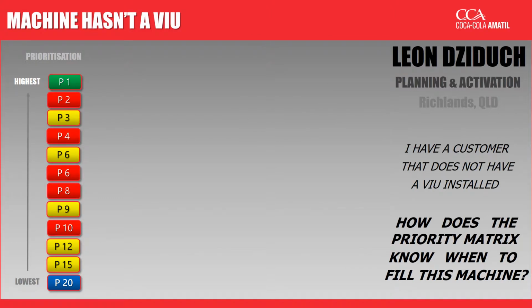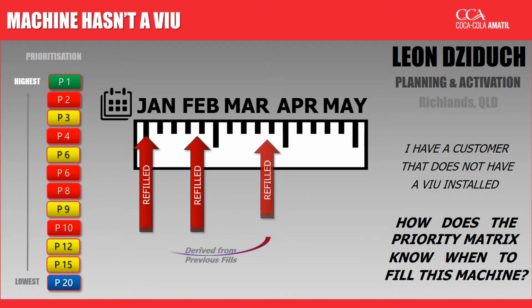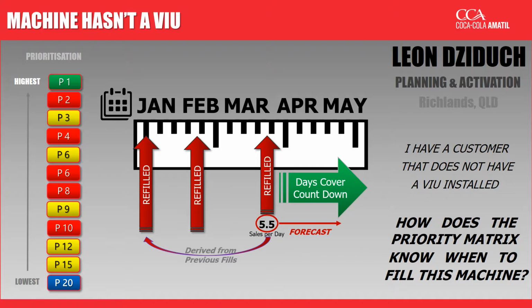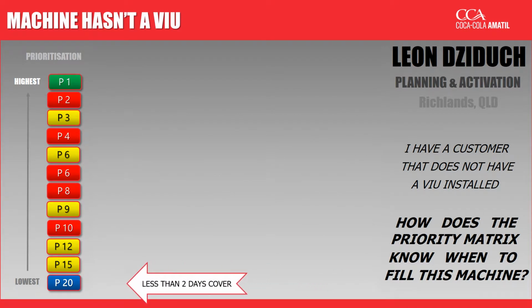Equipment without a VIU are classified as offline machines, which utilize historical fill data to derive an average sales per day for each product. The system then uses this rate of sale to derive how many days cover the machine has before an out of stock occurs. So once the calculation shows the machine has less than 2 days cover, it will appear as a priority 20.